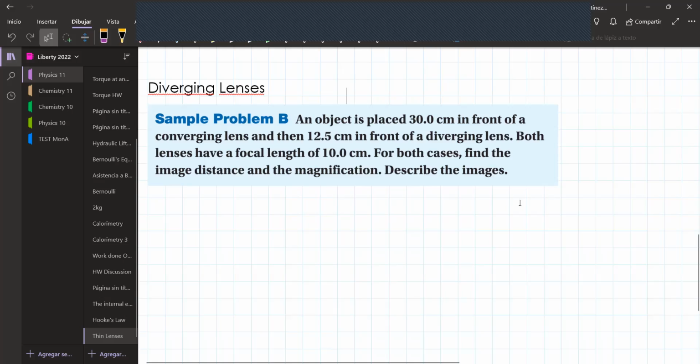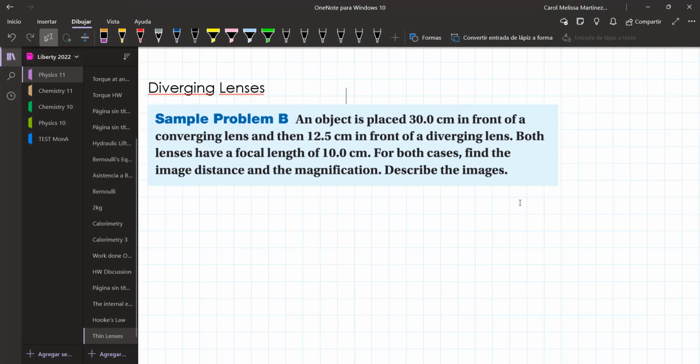Because I'm going to ask for it. So for this example, we're going to focus just on the divergent lens, okay? So what do I know about the divergent lens? That an object is placed 12.5 centimeters in front of a divergent lens.